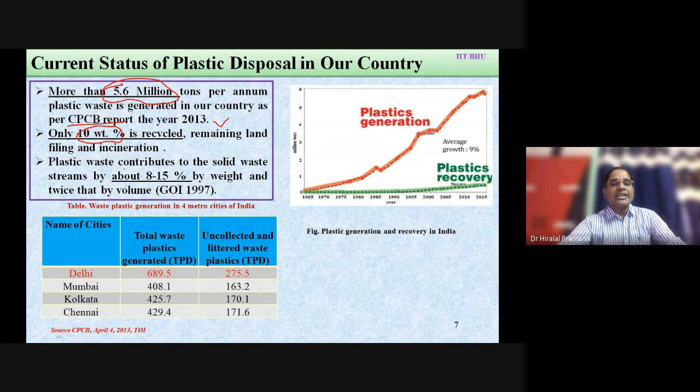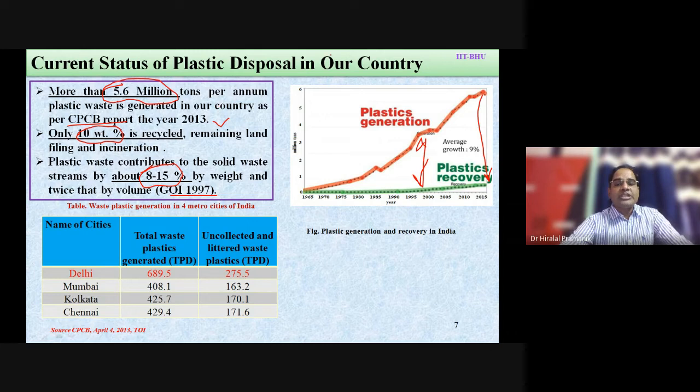Plastic waste contributes around 8 to 15% of solid waste, according to Government of India 1997 data. And if you see the 2000 and 2015 data, plastic waste generation is always higher than the recovery, so there is always a huge gap. The rest remains in the environment as waste.